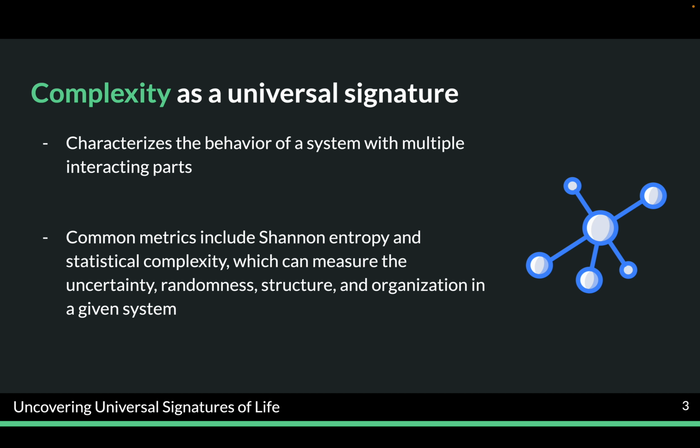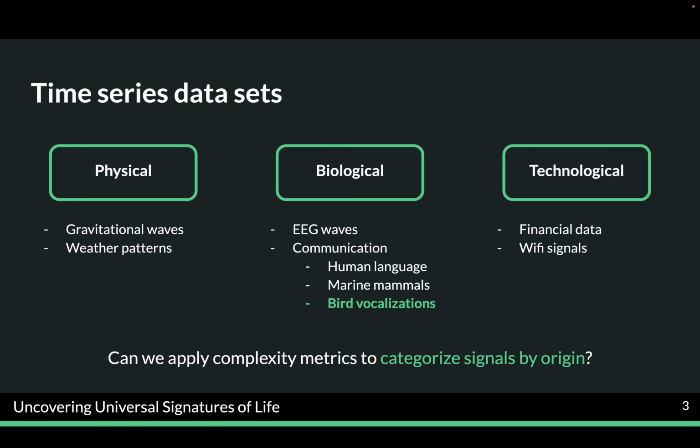One of the leading examples of an agnostic biosignature is complexity, which characterizes the behavior of a system that has multiple interacting parts. Complexity is difficult to quantify with a single metric, but we can focus on applying a few specific metrics such as Shannon entropy and statistical complexity to our data to quantify features like randomness or repetition in a given time series. The eventual goal of this work is to identify complexity metrics that will help us categorize signals based on their origin.